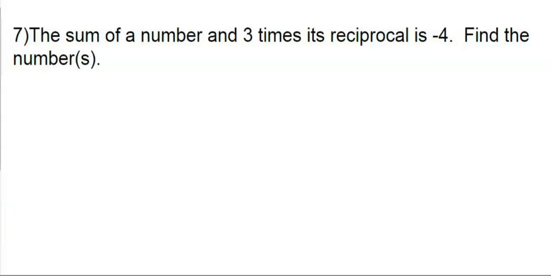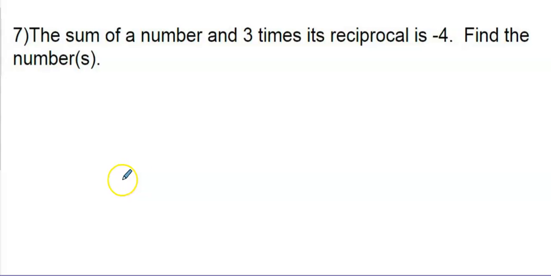The sum of a number and 3 times its reciprocal is -4. Let me look at this one real quick. So yes, this one's also going to have 2 solutions. And I know I'm at about 30 minutes. I'm going to try to do maybe one more after this one. That's one of the upstream, downstream ones again.